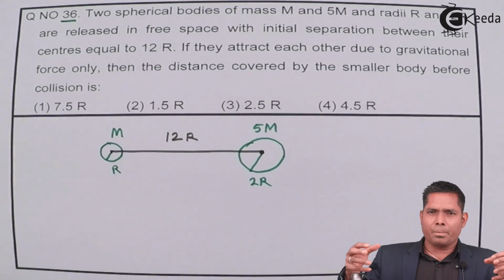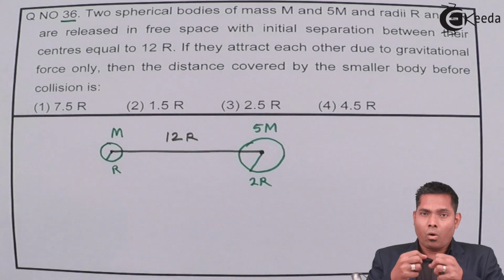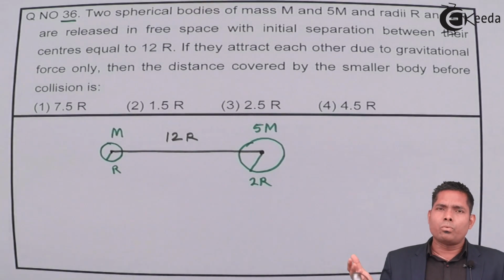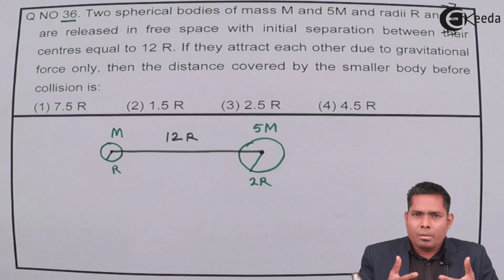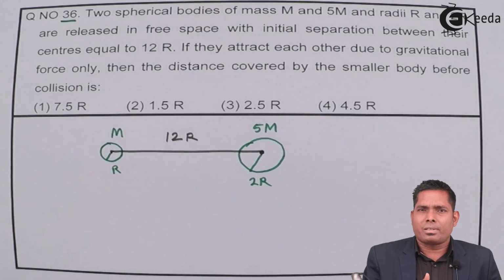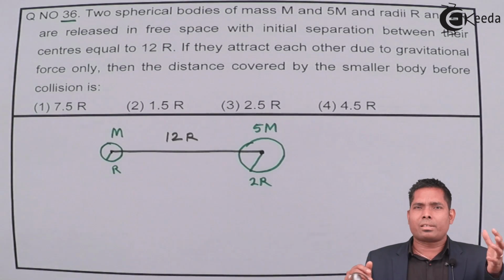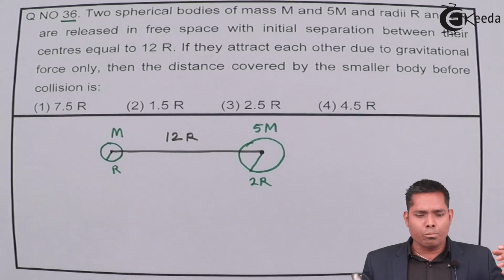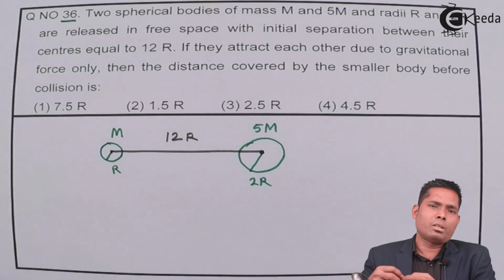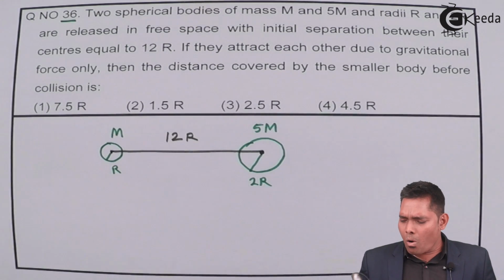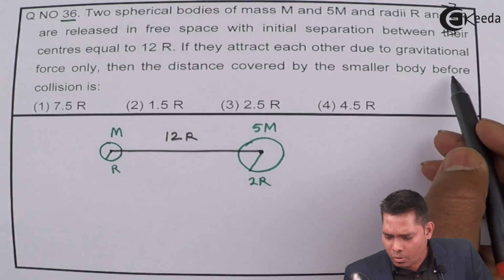So that means in the separation from center to center 12r, if they are released, they will move like this and collide. Obviously, the rate at which they will move, the acceleration, is not the same. You cannot say they will move equal distance and then collide because of the different masses. The forces will be the same, the mass is less, so acceleration will be more. So in this case, this will move faster, so it will cover more distance, and this one will cover less distance, and they will collide somewhere here. So you have to find how much distance this smaller mass will move before the collision.